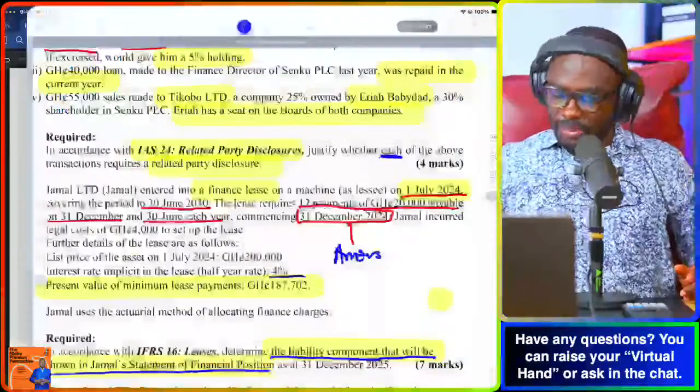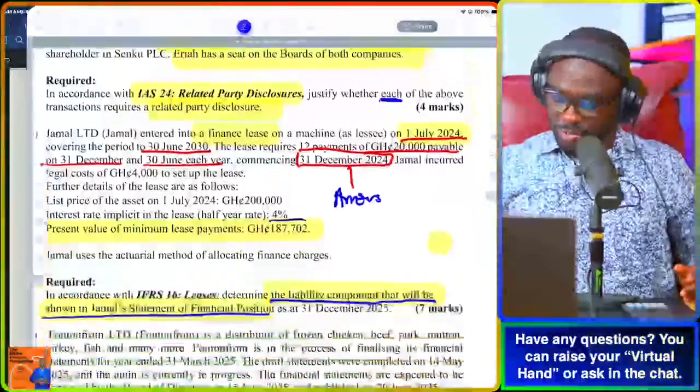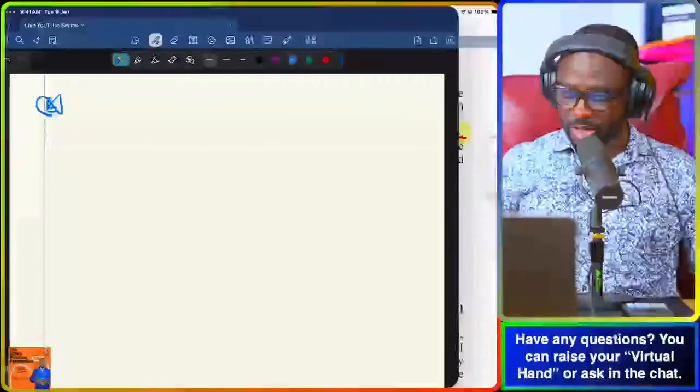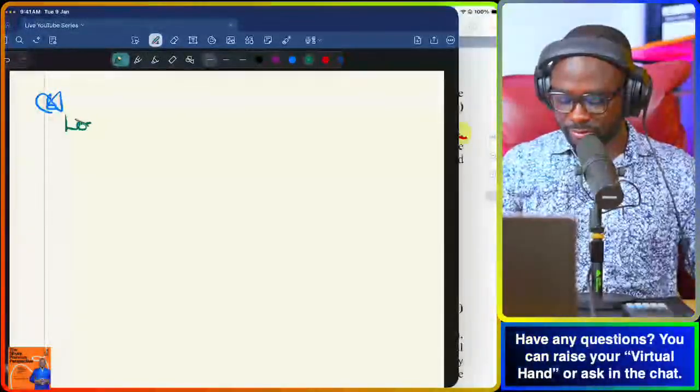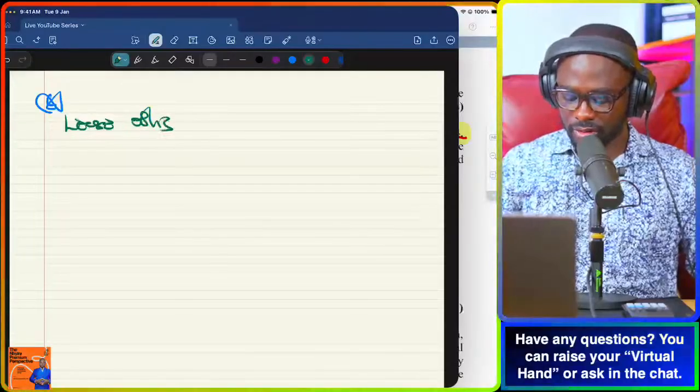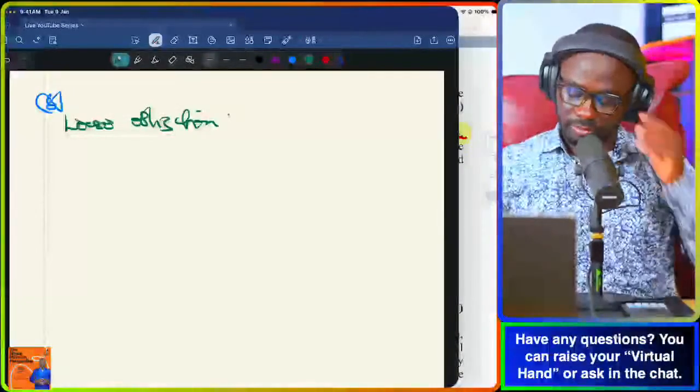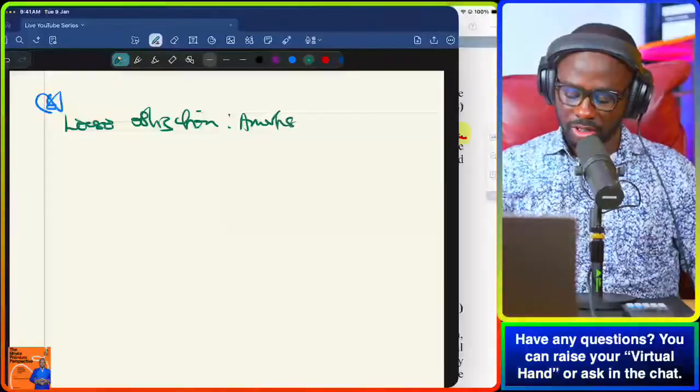So we go straight because we have the minimum lease payment given to us. So we can look at the amortized cost schedule. So the lease obligation for the amortized cost schedule.